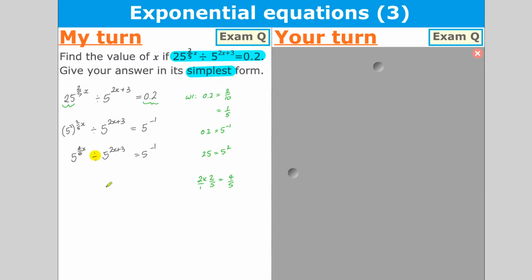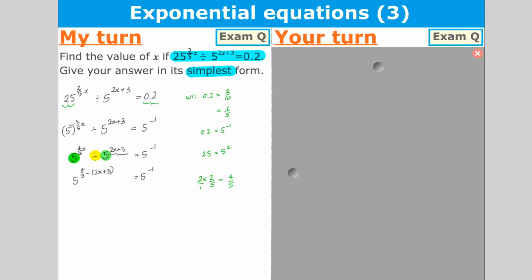When you are dividing and the base is the same, you subtract those powers. You've got to remember that. It's not add. This is also where it gets tricky. 5 to the power of 4/5, take away this whole thing. So when you're taking away 2 terms here, put them in brackets to remind you, and do an extra line of working.